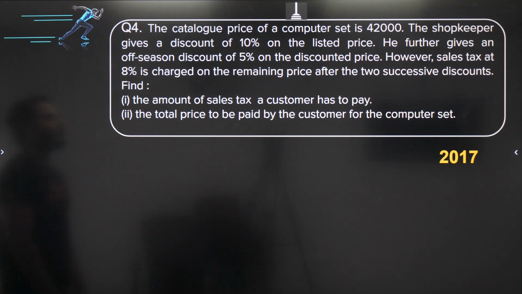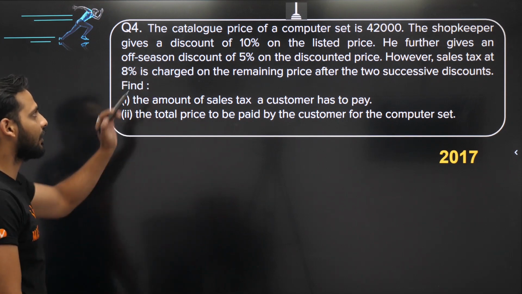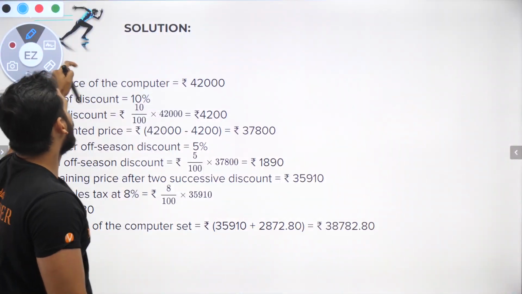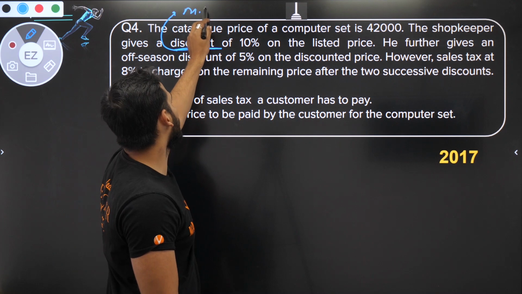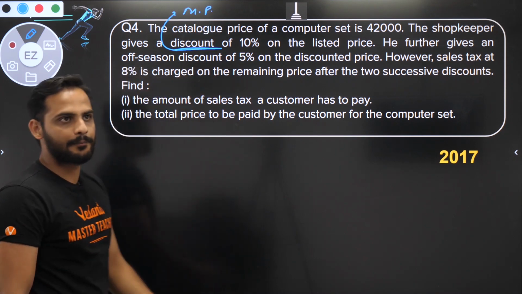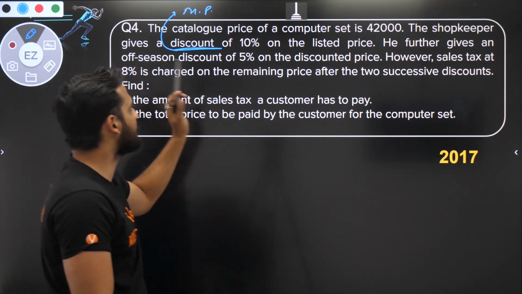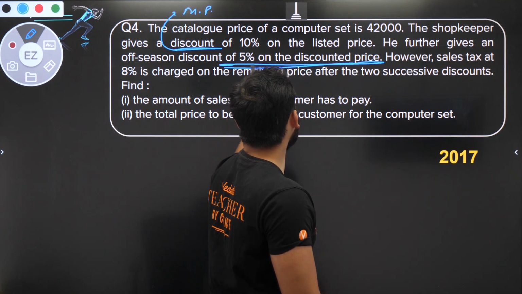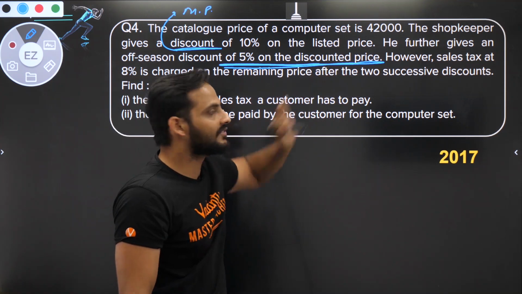The catalog price of a computer set is 42,000. The shopkeeper gives a discount of 10% on the listed price. Always remember that discount is always calculated on the marked price. Then he further gives an off-season discount of 5% on the discounted price. Remember what it is saying? 5% more discount on the discounted price.